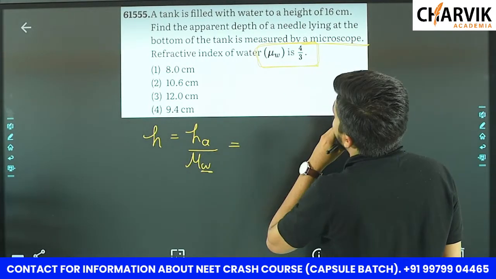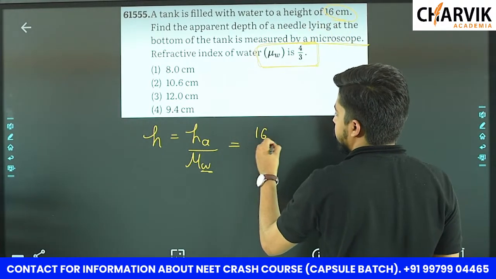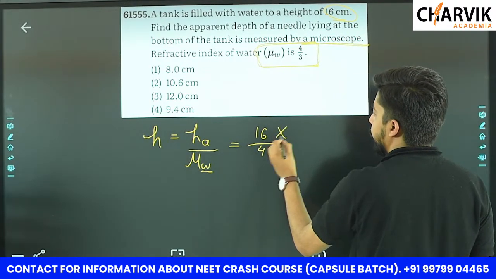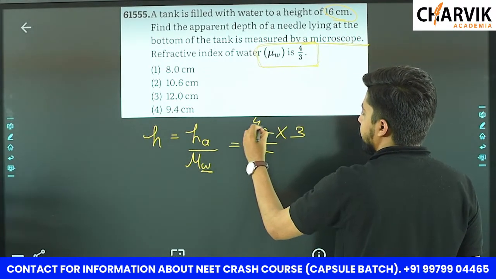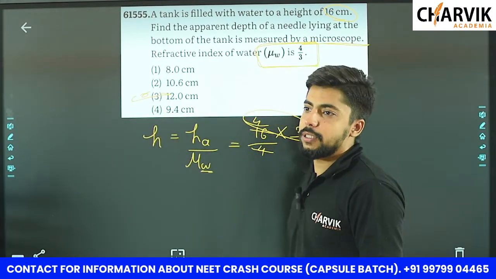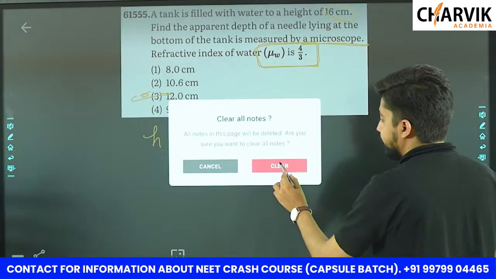So the actual height is given in the question. Yes, it is 16 centimeter. So it is 16 divided by mu w, which is given as 4 divided by 3, so 4 by 3 goes in the numerator. 4 4s are 16 and 4 3s are 12. So the answer becomes the third option, which is 12 centimeter. Very easy question.